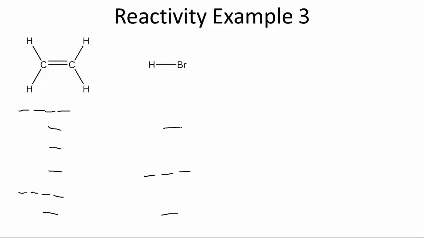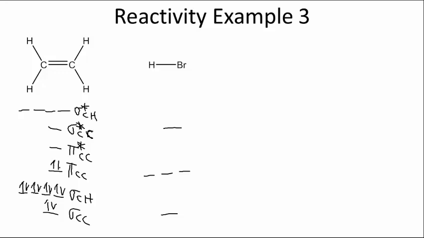All right, so again, I filled in the lines, help me put in the labels. Starting from the bottom over here, what's my lowest energy orbital? Sigma CC, sigma CH, pi CC, pi star CC. Now I would fill in electrons up through the pi. And then over here for HBr, I've got sigma HBr, and I've got sigma star HBr at the top, and in the middle I've got the bromine lone pairs.